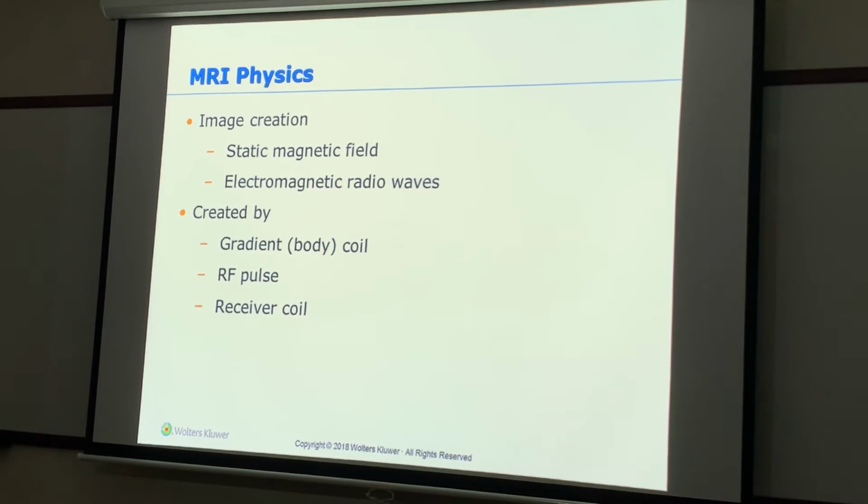So MRI Physics. You have a magnetic field. What happens with that magnetic field is it aligns the photons. The photons have a nucleus, okay? And then it uses those photons, it captures them and sends it to a console and takes a picture from that. It uses electromagnetic radio waves to do this.